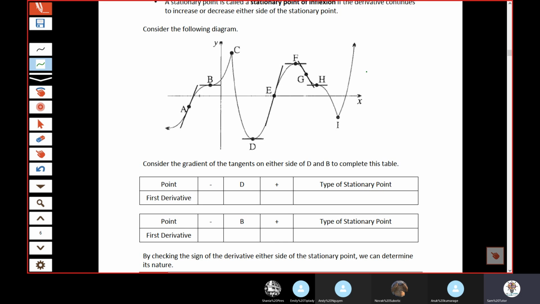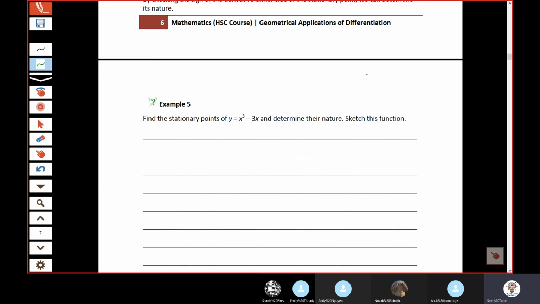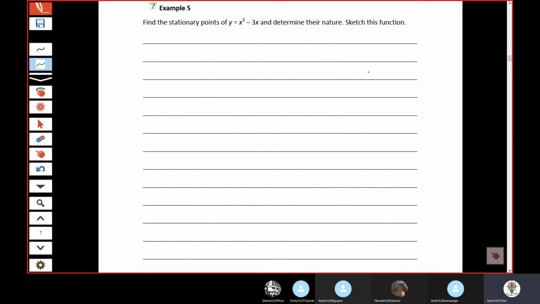I can complete that, but again, I'm about to do it here anyways. You're going to see it a little bit better through a question. So let's just go to example 5. Find the stationary points of this function, then determine their nature and sketch it.